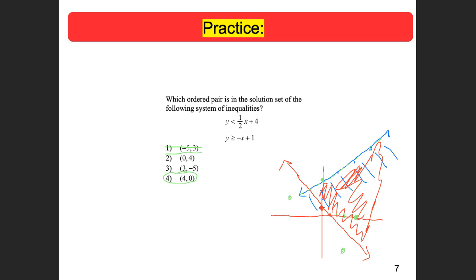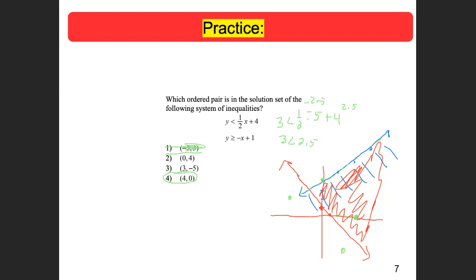So here I have negative 5, 3. I put 3 in for y. So 3 is less than 1/2 times negative 5 plus 4. 1/2 times negative 5, that's negative 2.5, isn't it? Plus 4, so that's 2.5. So 3 is less than 2.5? No, it's not. 3 is greater than 2.5. So it doesn't make this inequality true. It might make this one true, but it has to make both of them true. So right away, I know this point can't be a solution.